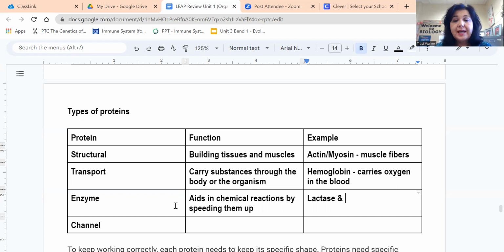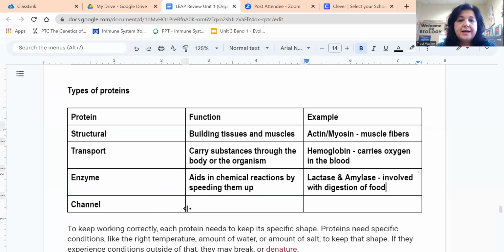Another one is called amylase, and you'll notice that they both end in ASE, and that's because typically, not always, but typically enzymes are named with ASE on the end. Both of these are involved with digestion of food.